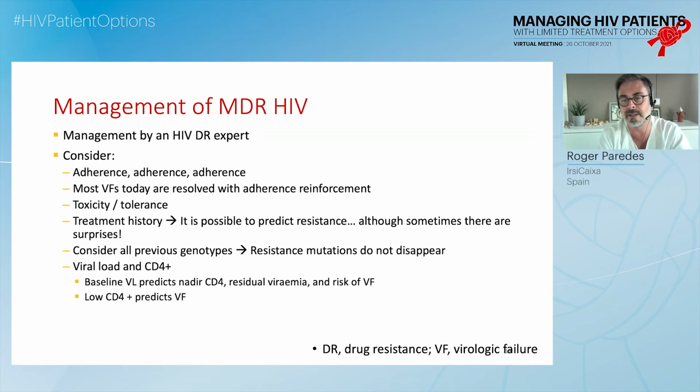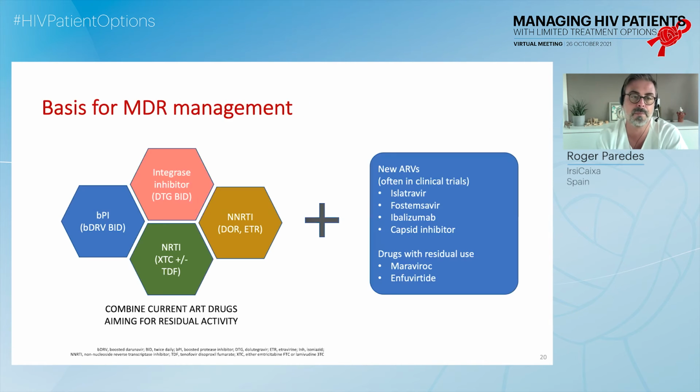A mantra in the drug resistance field is that resistance mutations do not disappear. Their effect in some cases may wane a little bit over time, but if we had an M184V 3 years ago, we have to consider that we still have that mutation, even if we don't find it in plasma as of today. And then we need to take into account viral load and CD4 counts. Baseline viral load predicts nadir CD4s, also residual viremia and risk of virological failure, and low CD4 counts also predict virological failure.